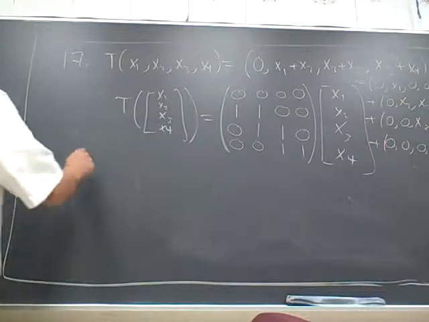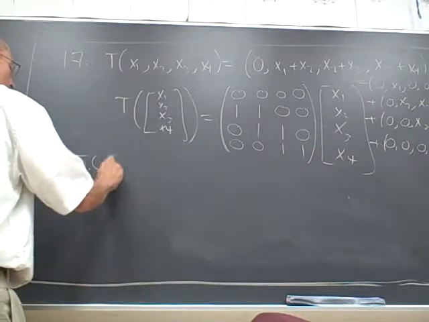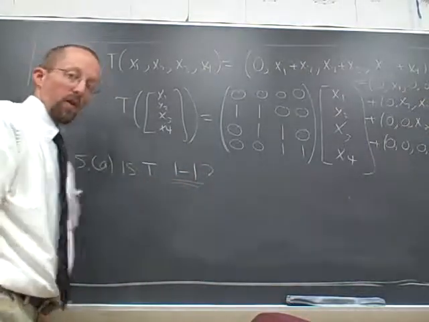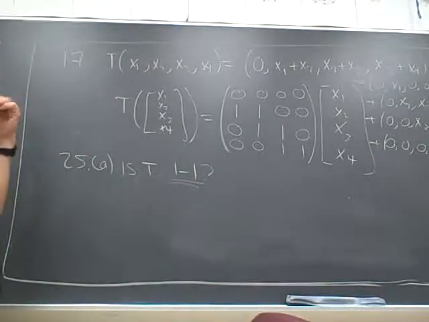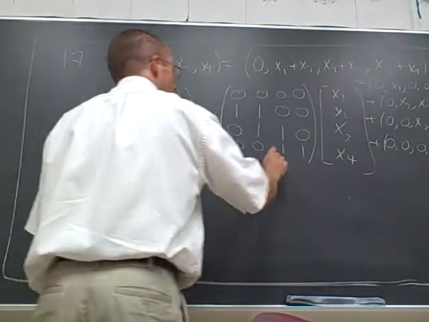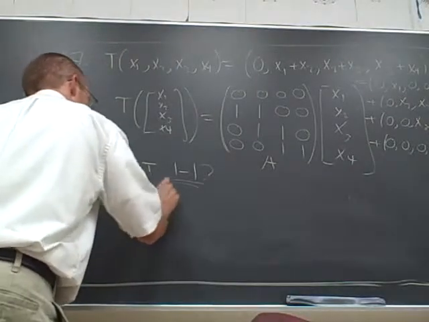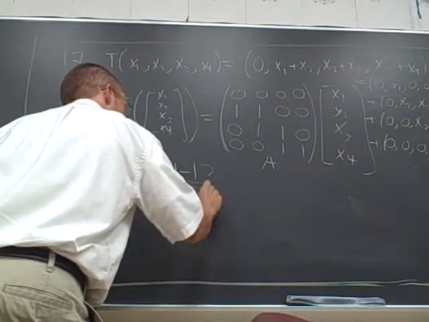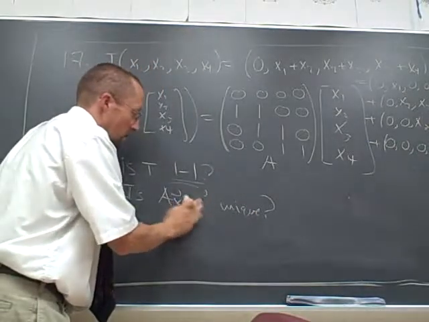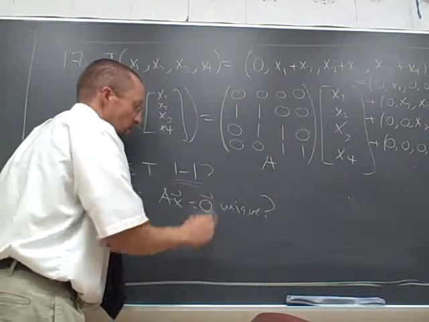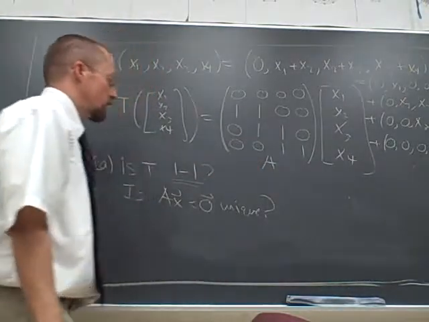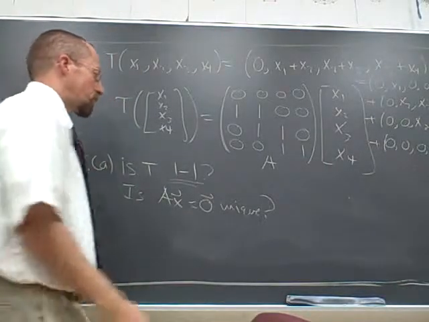25, we want to show if it's 1 to 1 or onto. Is this T 1 to 1? So that's the quick way to write 1 to 1, just 1 dash 1. And so in other words, we want to know, if I call this matrix A, is the solution to Ax equals b unique? And we have a nice shortcut. We know we can actually just ask about the zero vector. And so we're just saying, is there a unique solution to Ax equals 0?